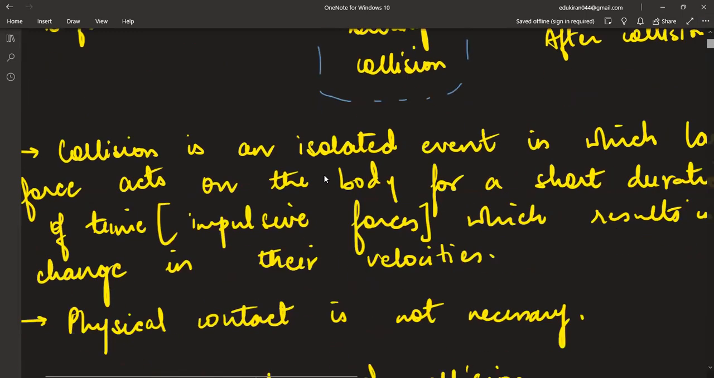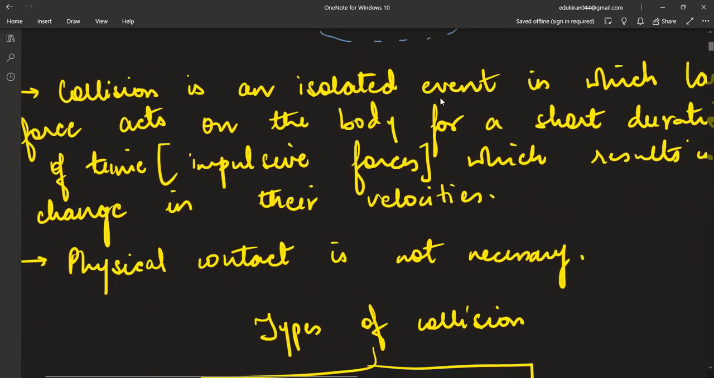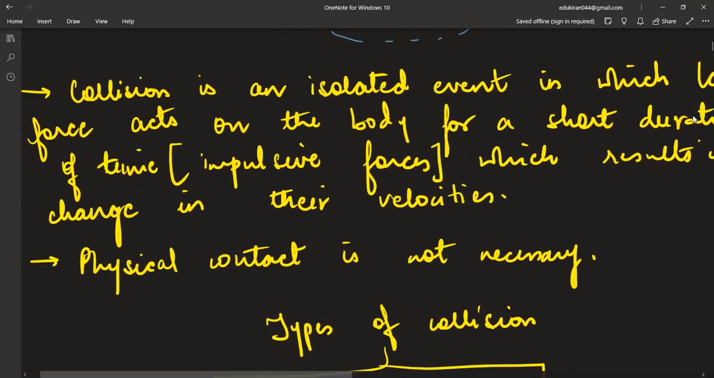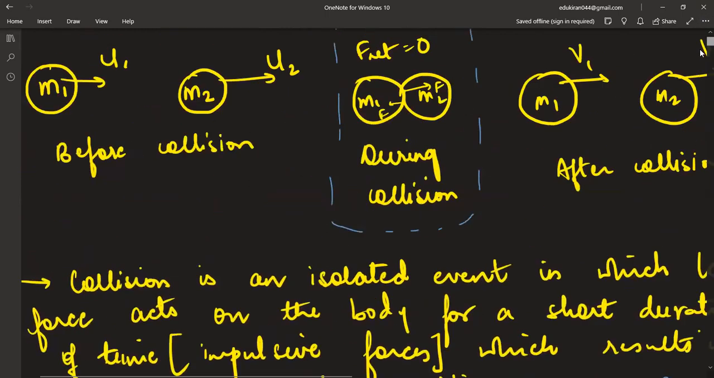Now, collision is what? Collision is an isolated event in which a large force acts on the body for a short duration of time. So this is the definition of impulsive force. What have we studied for impulse? Force is acting for a very short duration of time, which results in a change in velocity. This is basically what is meant by collision.